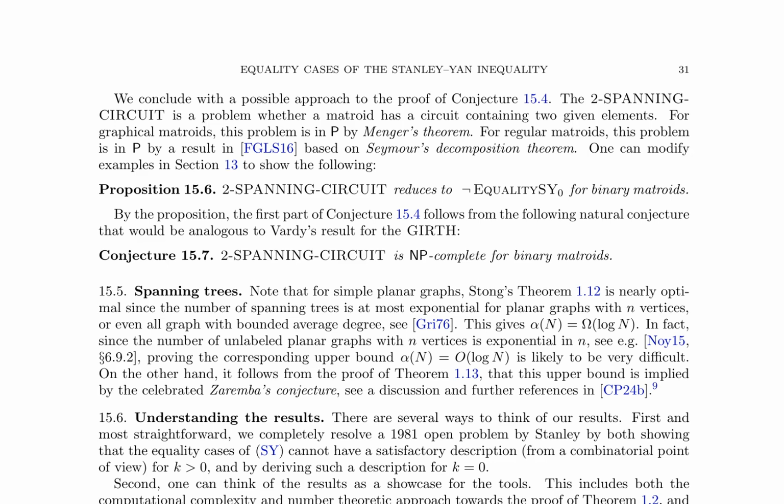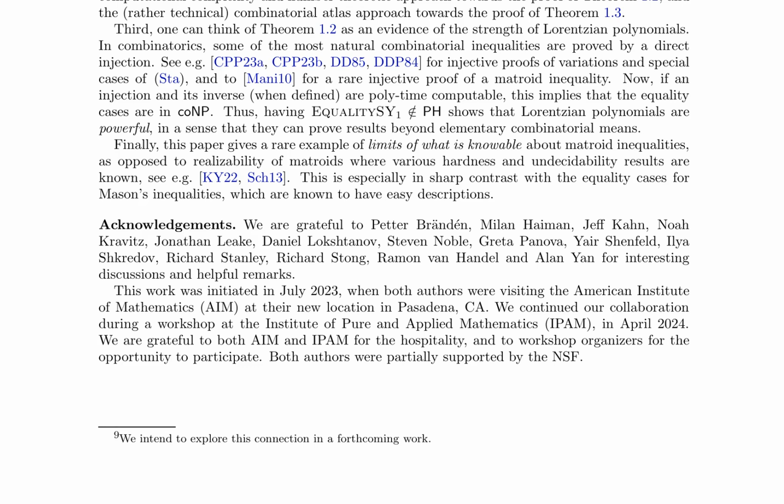In the realm of combinatorial geometry and matroid theory, this research paper delves into the complexities of the Stanley-Yan inequality, a fundamental concept in combinatorics. The authors explore the connection between this inequality and computational complexity, shedding light on the potential limitations of what can be known about matroid inequalities. They also discuss various conjectures related to the Stanley-Yan inequality, such as the possibility of SPANNINGCIRCUIT being NP-complete for binary matroids, and the potential implications for the field of combinatorics.